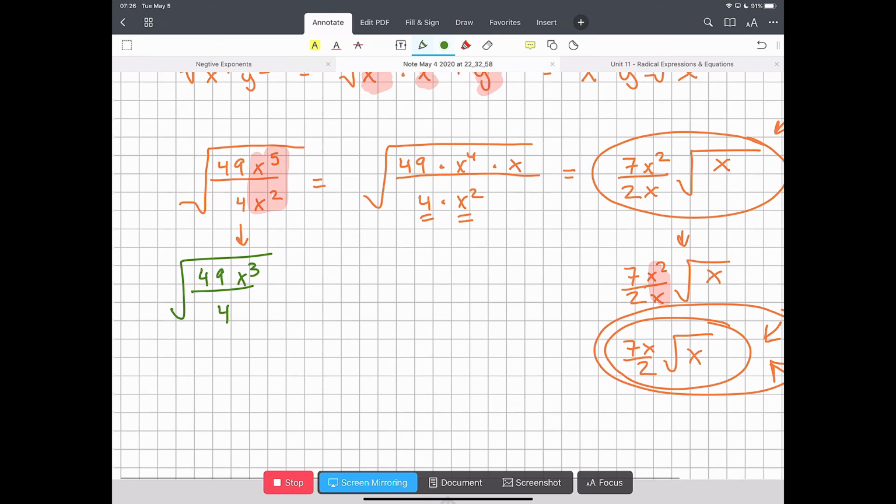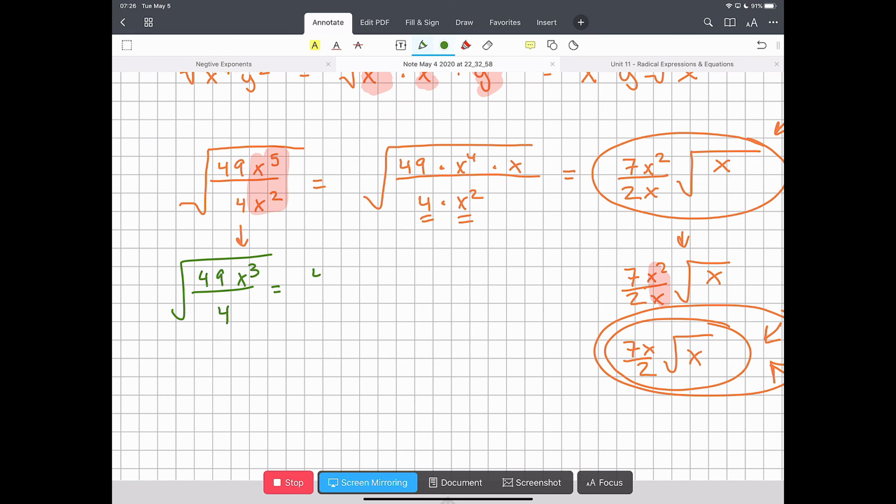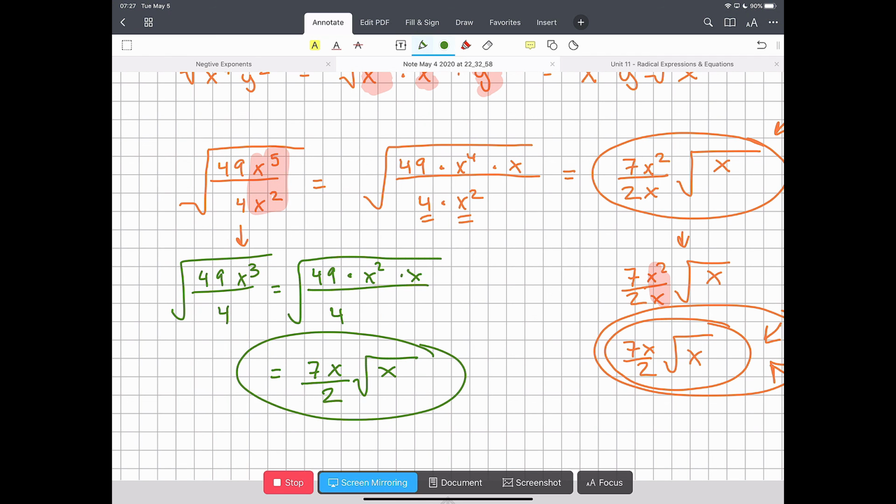Now I can go ahead and break this down, and I've got 49 times x squared times x over 4, and then look for the perfect squares there. So the square root of 49 is 7. The square root of x squared is x. I'm left with the square root of x. And for the denominator, the square root of 4 is 2. And there's the answer. This method's perhaps a little cleaner, a little quicker.